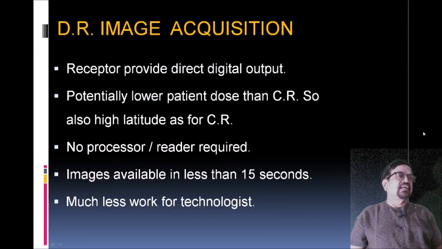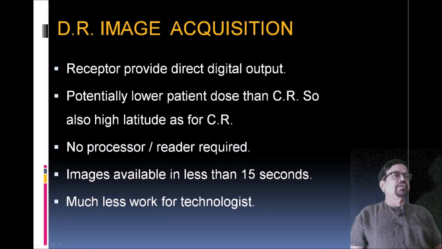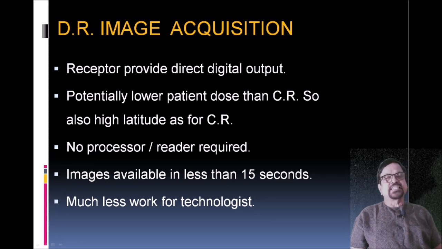Now see, DR image acquisition. We will go now into the physical aspect. Now the receptor provides direct digital output. Then potentially lower patient dose than CR. So DR requires less dose than CR. Also high latitude as with CR. So film quality and the imaging details are much better in DR.